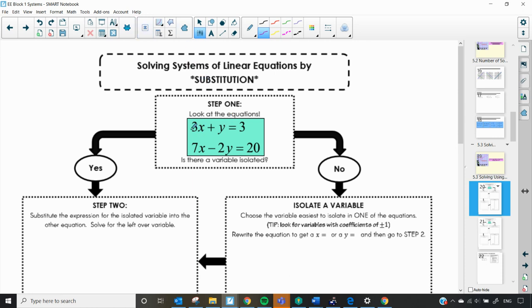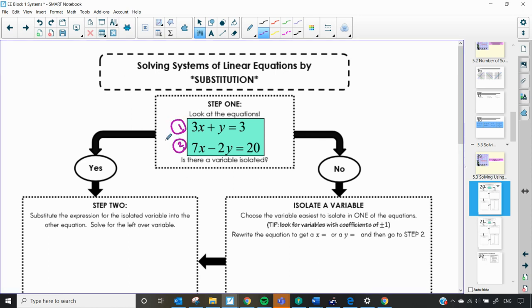Now we have two examples here. We've got two equations: 3x plus y equals 3 and 7x minus 2y equals 20. When I'm working with my algebraic methods, often one of the first things I'll do is number my equations. For the first couple examples here, I'm going to use a flow chart to show you how to solve using substitution. And then as we work through the other examples, I'm going to just work through the questions.